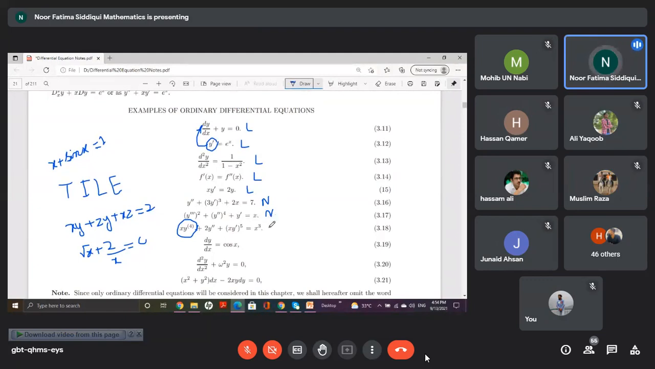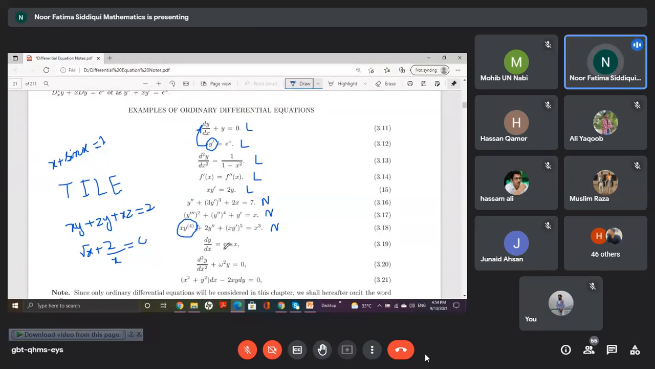What about 3.18? Is it linear or non-linear? Non-linear. Yes. Why non-linear? Because y prime is multiplied by itself 5 times. If you observe the third term in 3.18, it is x times y prime whole power 5, which means the derivative of the dependent variable is multiplied with itself 5 times. So it is also a non-linear equation.